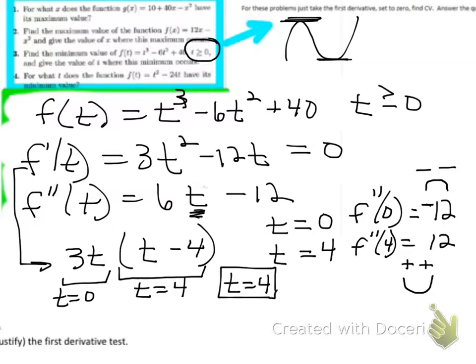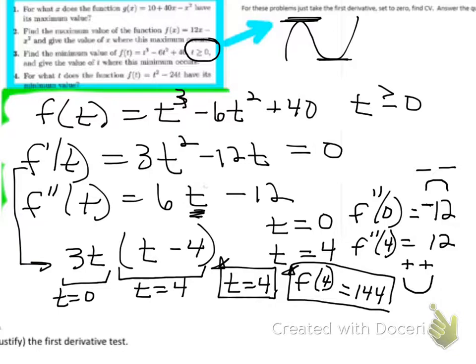Then what you're going to do is figure out what f of 4 is. And when you plug 4 into the original equation, you get 144. So I'll leave that for you to do. But those would be the two answers that you need to satisfactorily answer question number 3. Now we're going to go on to question number 4.